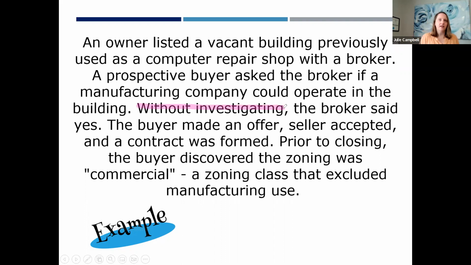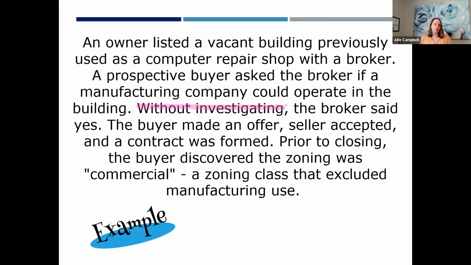Without investigating, does anybody see where we just went wrong? Without investigating, the broker said, sure. Buyer makes an offer, seller accepts, and boom, we're under contract. Luckily, prior to closing, the buyer discovered that the zoning was commercial use that's not excluded from manufacturing use.